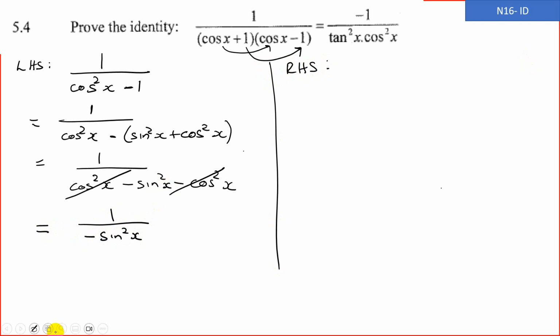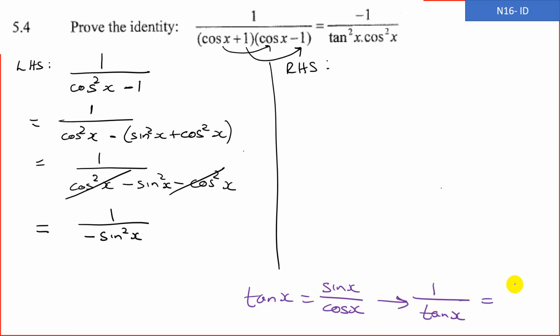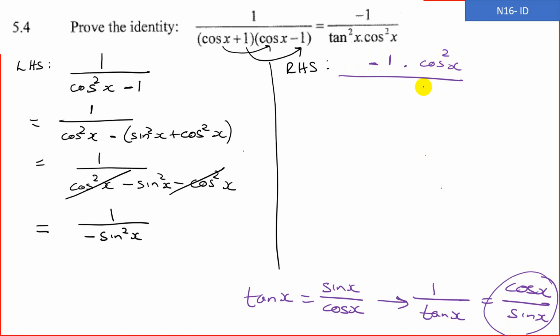So I want to remind you of something which is very important for us to use now, that tan x is equal to sine x over cos x. And if you flip this around, you can say that 1 over tan x is actually equal to cos x over sine x. And that's what I'm going to use here. We've got our minus 1 on top, as you can see. But I've got tan squared. It's 1 over tan squared, which is cos over sine. So I can represent that by saying cos squared x over sine squared.